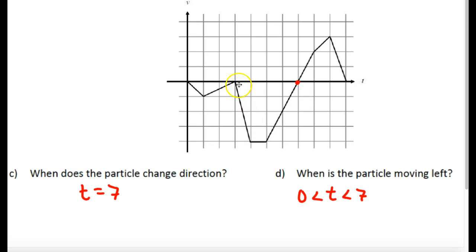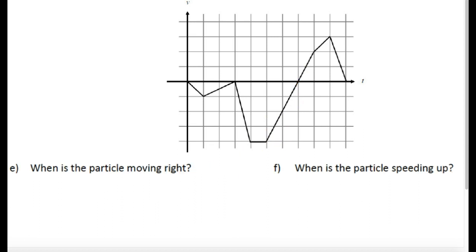Now, if we wanted to get technical, we could exclude this point as well, because technically at 3, it's not moving to the left, it's stopped right here. But on AP tests, they actually don't get that picky, which is kind of surprising. So we could say that it's moving to the left on this entire interval. All right? Let's take a look at the next two.